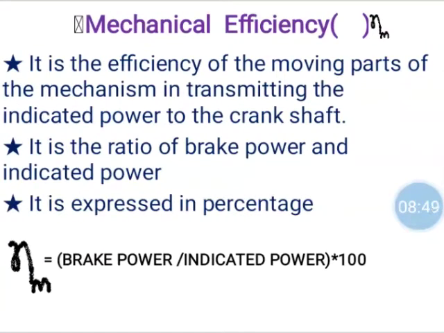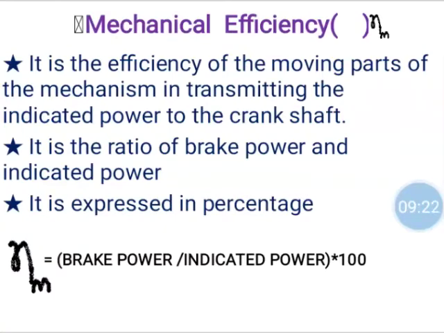Then we are calculating mechanical efficiency. You can see that the symbol used for mechanical efficiency is eta, M. M stands for mechanical. Likewise, you can have different efficiencies: thermal efficiency, indicated thermal efficiency, brake thermal efficiency. You can take any efficiency.